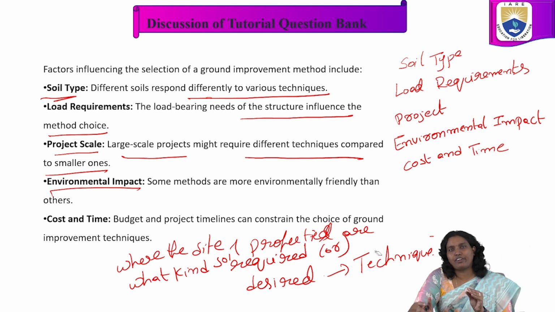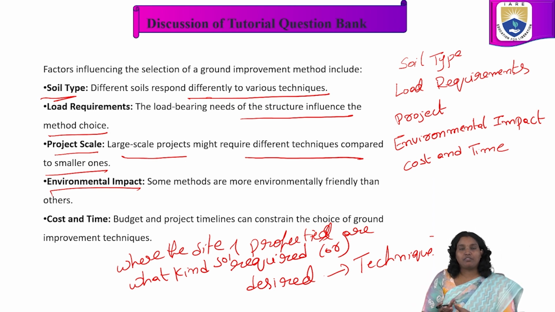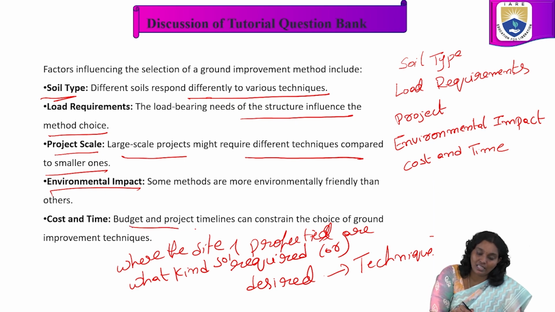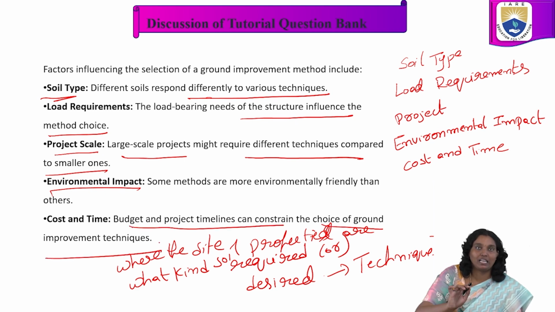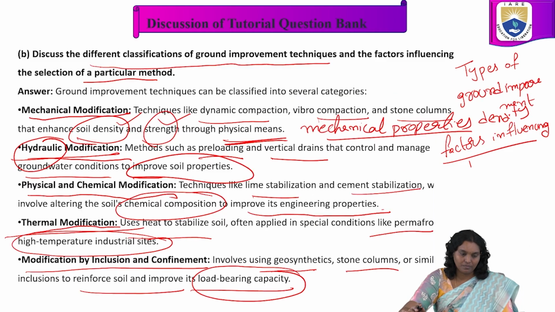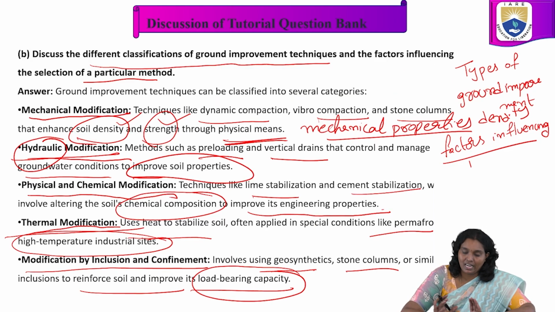And also the cost effectiveness. We may choose one technique that is very easy, but the project is very small scale, and from a cost point of view, if we choose that technique it affects the project economy. So in that case, we have to choose another technique. So it depends upon the cost and time also. The budget and project timelines can constrain the choice of ground improvement techniques. These are the factors which are going to influence this particular question. So what kind of different classifications are there?